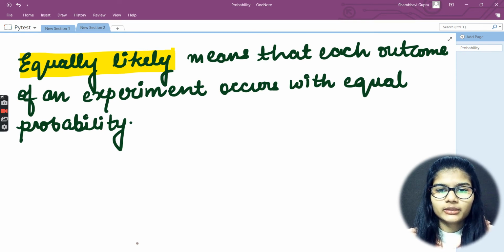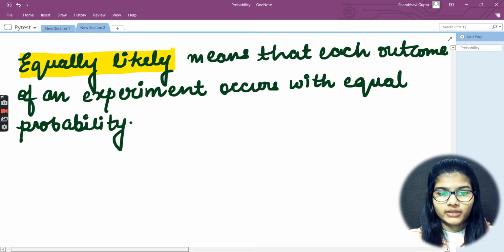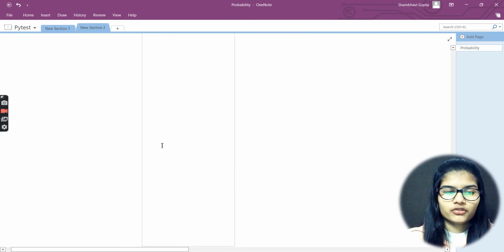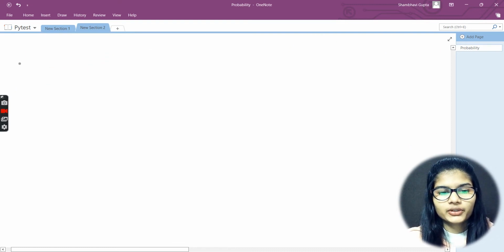So equally likely means that each outcome of an experiment occurs with equal probability. This is what equally likely means. Now, if I have to compute the probability for that, how will I do it? Let's check that out here.